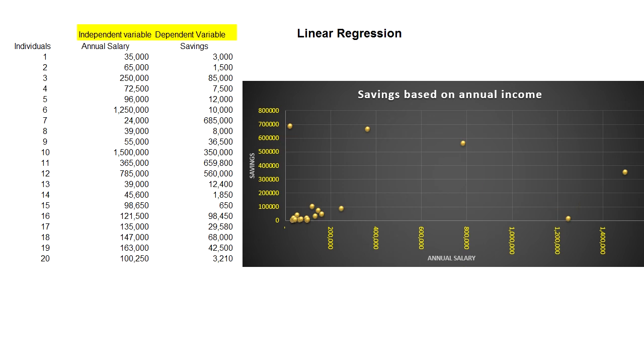Because if you have a formula or a straight line, even if you want to know what would be the savings of someone who's earning $1 million, what would be the saving of someone who's earning $200,000, or even beyond 1.6 million, you can easily calculate them. So remember, when we talk about linear regression, what we are trying to say is, can we come up with a formula, a linear relationship between, in this case, annual salary and savings, that will help us to predict or estimate the savings of any individual once we have a particular individual's annual salary. So that's the purpose of linear regression.